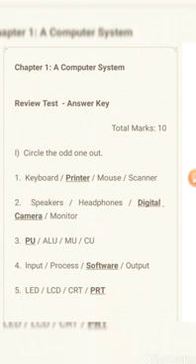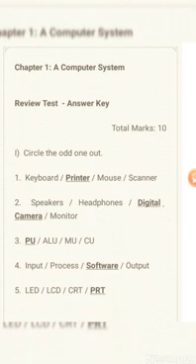Question 2, speakers, headphones, digital camera and monitor. Here the odd one is digital camera because it is an input device and all other devices are output devices. Question 3, PU, ALU, MU and CU. Here PU is the odd one because there is no unit called PU in the CPU. There are only 3 main units, that are ALU, MU and CU.